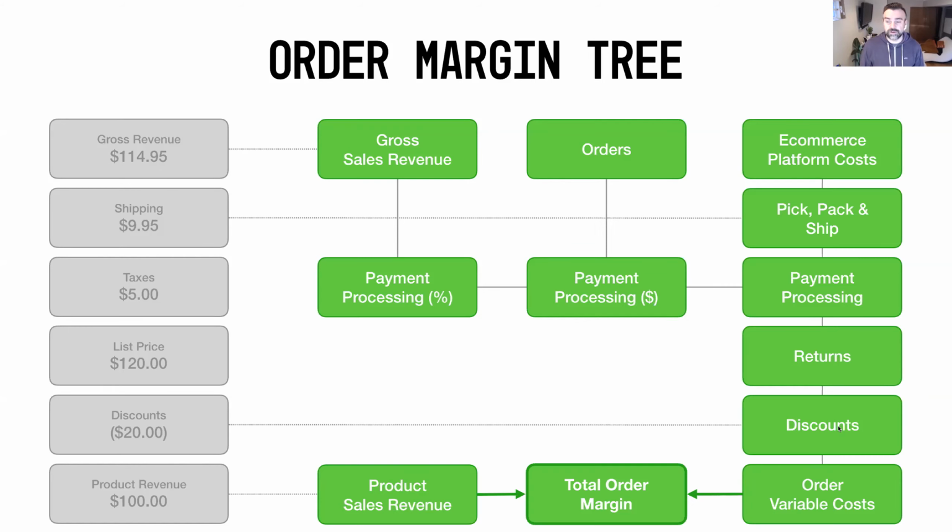So with all those things combined, you get your order variable costs that can then be subtracted from your product sales revenue, which is the money that's in your pocket, to arrive at your total order margin. So let's go over each of these again today, just to recap how each of these works.